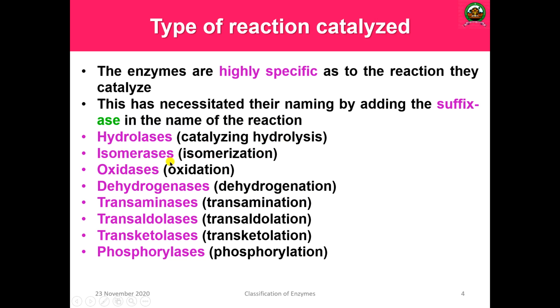The enzyme is isomerase, simply isomerase. Oxidases, the reaction is oxidation. Dehydrogenases, the process is dehydrogenation. The enzyme is known as transaminase and the reaction is transamination. The enzymes that carry out transamination are known as transaminases.